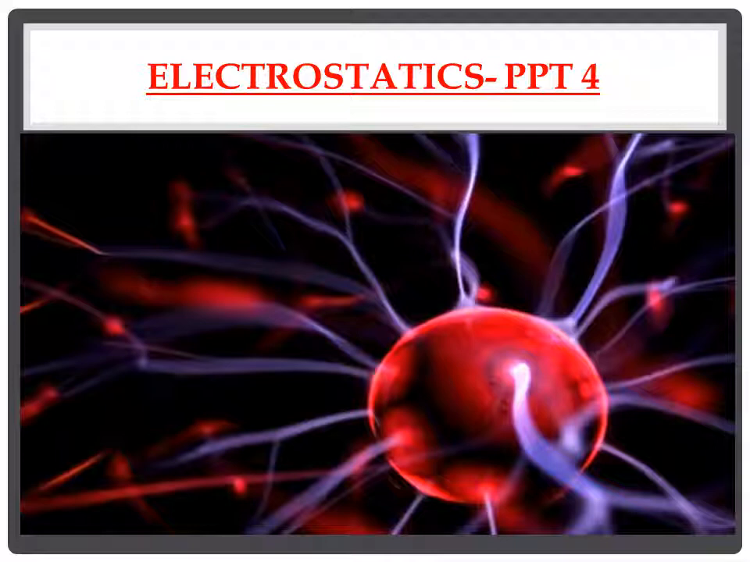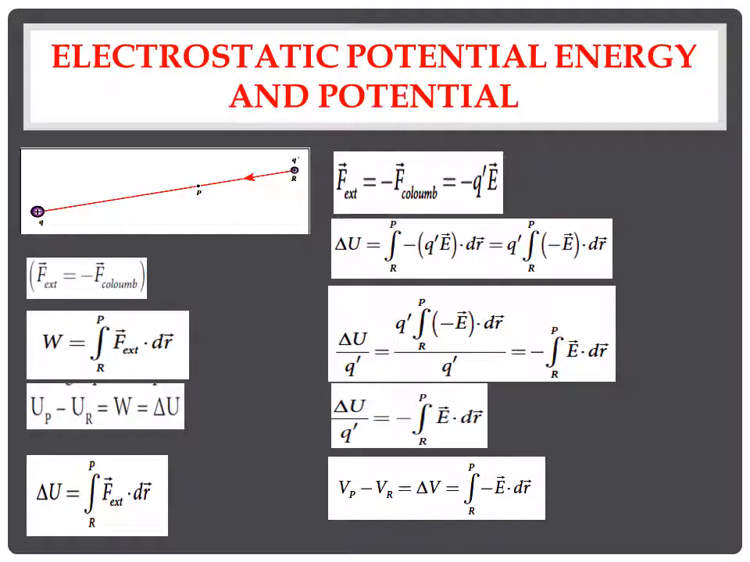In this, we will be seeing about electrostatic potential energy and potential, electrostatic potential due to a point charge, and then electrostatic potential due to a dipole, equipotential surface, and the first derivation is electrostatic potential energy and potential. Now for this, you consider the diagram.